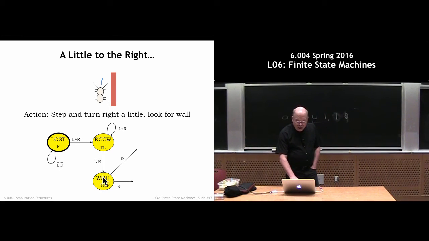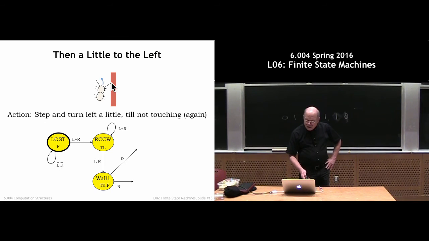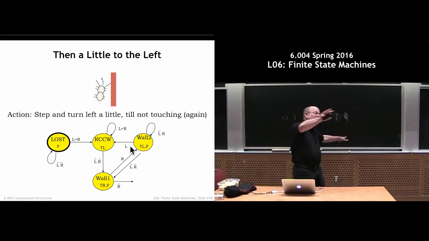Okay, so here we go. We're in this state, wall 1. We're going to turn to the right and move forward. If our right antenna touches, that means we're back in. We're touching the wall again. And so what we're going to do is turn left and move forward. So we're sort of bumping our way down the wall.